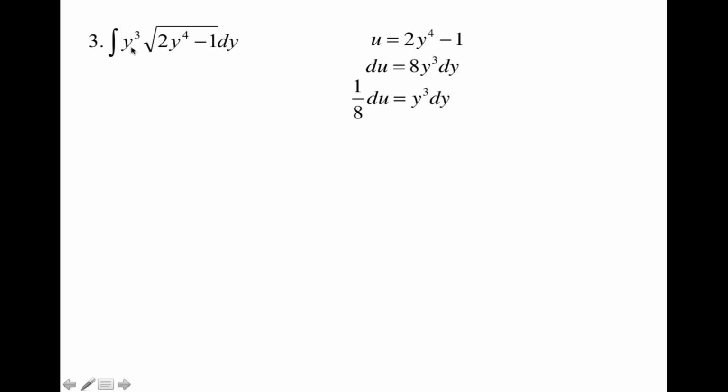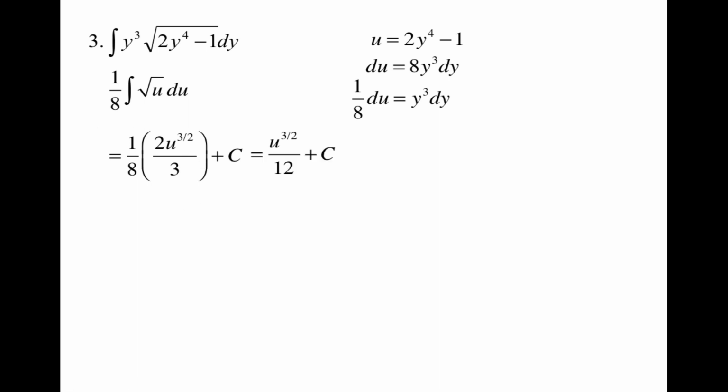So that means in place of the y cubed dy, I'm going to replace that with 1/8 du. So after I substitute in the u, I'm going to integrate the square root of u, and then that 1/8 is just a multiple constant, so that's why I put it on the outside of the integral sign. So now I can integrate and substitute in and also simplify. I simplified first and then substituted in the u.